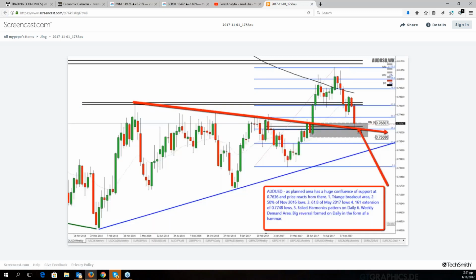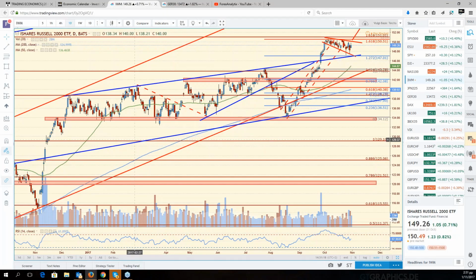By the way, this is from Vamsi. He says the Aussie USD has 6 types of confluence at 176.36 area. You mean probably 0.76. Okay, so you mean that it's currently on support and it might rebound from there. Okay, sure it might, but I wouldn't be so optimistic, mate.